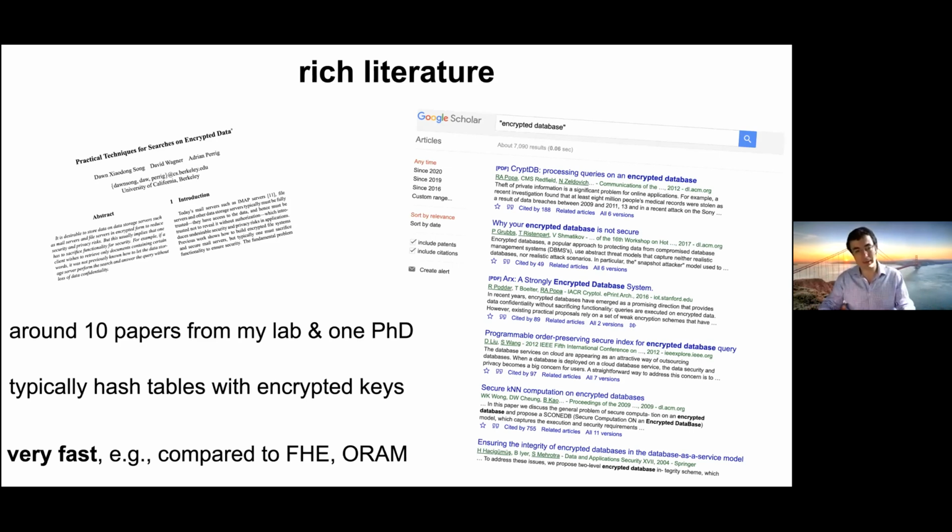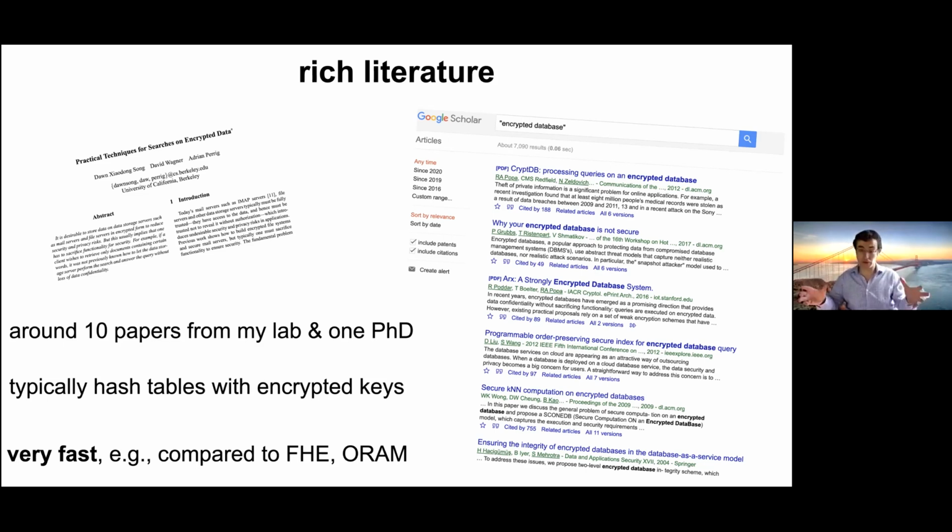And we've been working in my lab for a long time on encrypted databases. We have around 10 papers, and one PhD thesis was written on encrypted databases in my lab. And typically how you implement them, it's not rocket science. You kind of use some sort of hash tables, but with encrypted keys. And the main important thing to remember about encrypted databases is that they are extremely fast, right? So they're very fast compared to other approaches that provide some sort of computation on encrypted data, okay? So for example, if you compare them with other solutions like FHE and ORAM, encrypted databases are extremely fast, right? You're getting like a 10x or a 20x overhead at the server, okay?